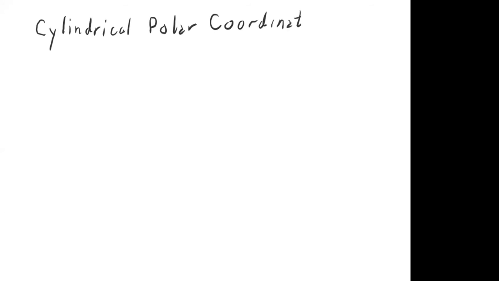The next set of coordinate systems we looked at, so this is all a review, arise when we have a problem where the system has cylindrical symmetry. So in that case, cylindrical polar coordinates, that's the way to go. So we all know what a cylinder looks like.